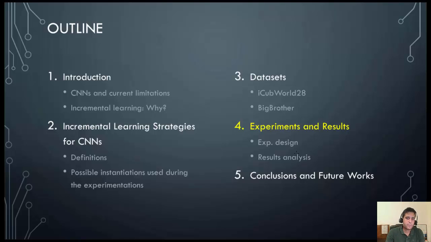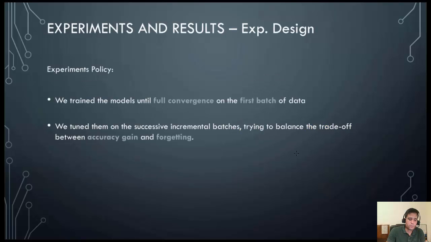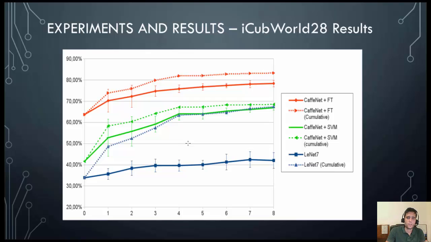So let's see the main experiments that we ran on these datasets. For all the experiments we use the same policy. We train all the models until full convergence on the first batch of data, and then we tune them on the subsequent incremental batches, trying to balance the trade-off between the accuracy gain and forgetting. In this graph you can see the main results for the iCub World 28 dataset, comparing all the strategies that we have defined before.